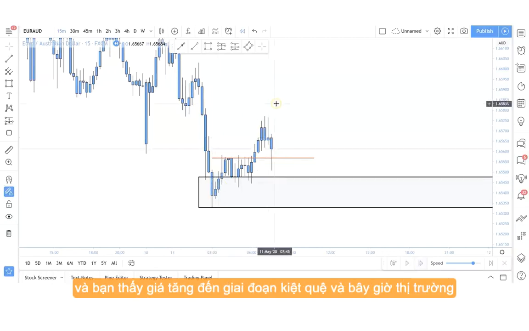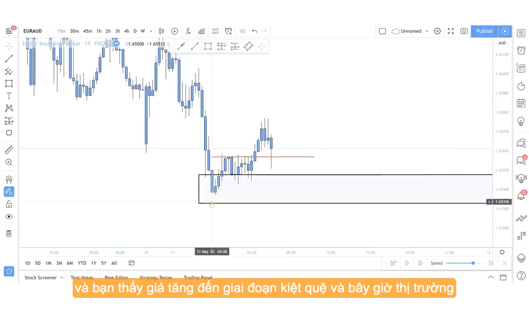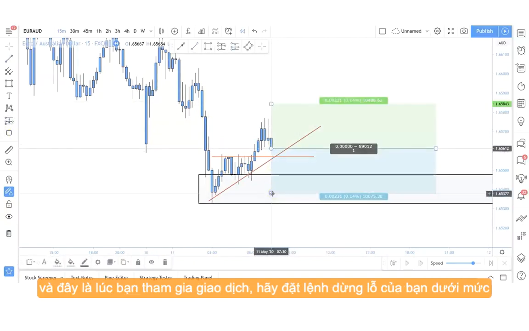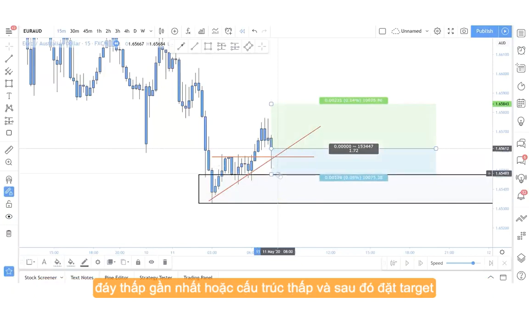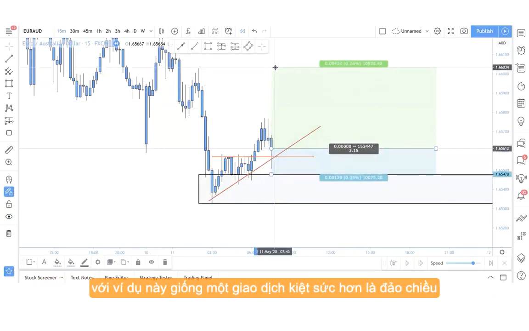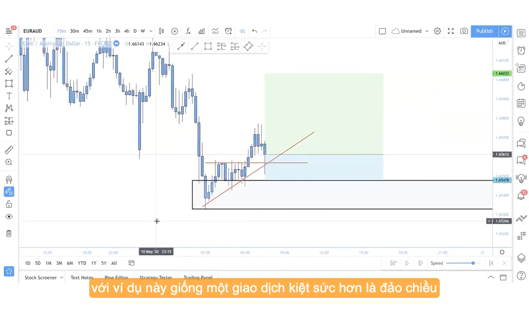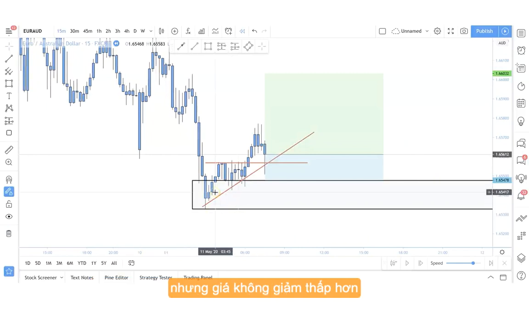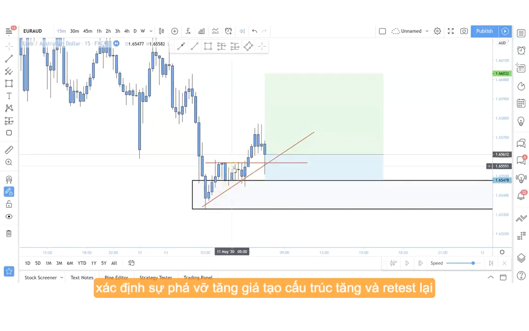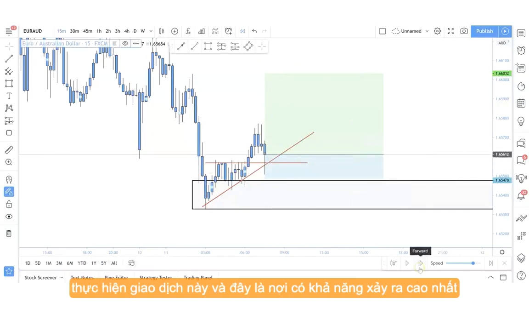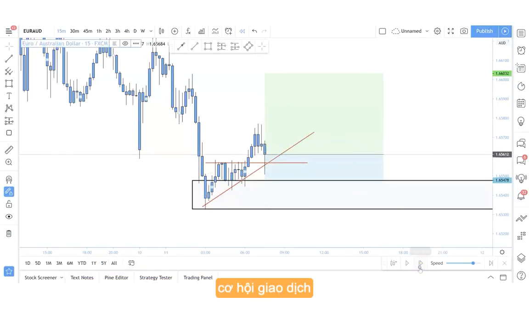And you see, push phase, exhaustion phase, and now we can see the market is pushing to the upside, indicating this strong bullish pressure. And this is when you want to go in for the trade. Place your stop loss below the higher low or the structural low, and then go for your targets. Now notice with this example, this is more of a reversal exhaustion trade, but identifying that the price is not making the lower low, identifying the bullish pressure break above structure and the retest of the previous structure. And then this is our safest option to go in for this trade, and this is where the highest probable trading opportunities are going to come from.